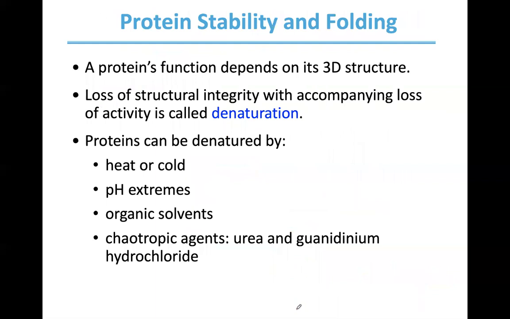All right. So in the remaining few slides, what do we have here? Protein function depends on its 3D structure. Denaturation. Remember, protein can be denatured by heat or cold, right? So the temperature is important. I told you, if you have a high fever, your proteins can denature. pH extremes, remember: you protonate some amino acids, deprotonate others. Some of them that were supposed to be positively or negatively charged are no longer charged, and that can lead to denaturation.